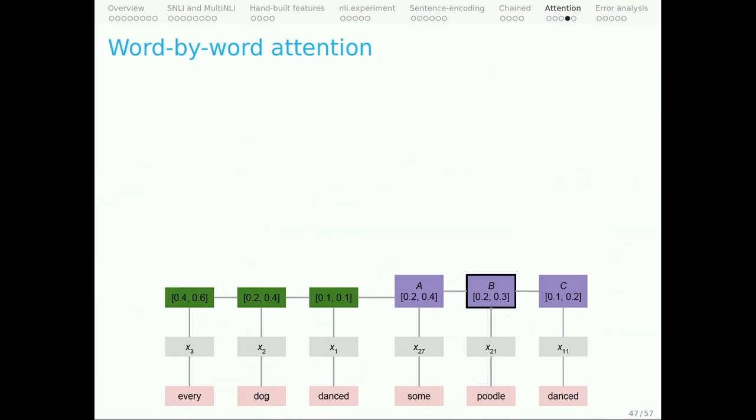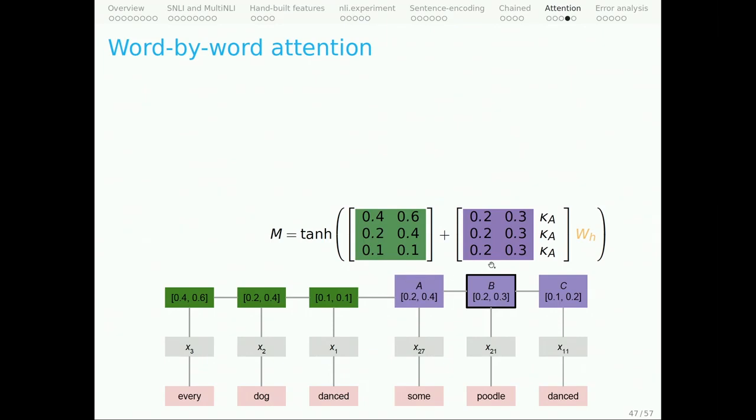So word-by-word attention is going to try to make good on exactly your intuition. I would like to get information at all of these steps about what my premise was like. But it gets more involved. So here, let me see how well I can do this. Every dog danced, some poodle moved. Focus your attention on this B state. And keep in mind that this has a kind of recursive property, so you'll feel a little bit at sea at the start.